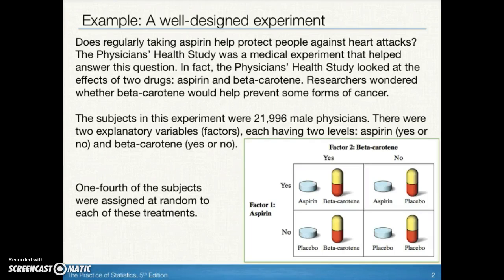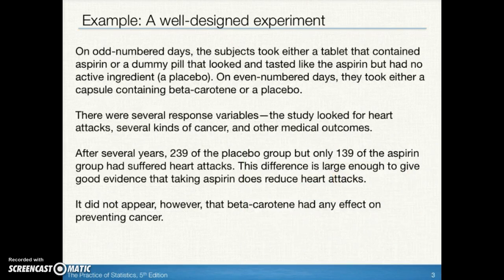Now, the subjects in this experiment were 21,996 male physicians. There were 2 explanatory variables, or factors, each having 2 levels, aspirin, yes or no, and beta-carotene, yes or no. Now, these different levels are laid out in this particular chart. 1/4 of the subjects were assigned at random to each of these treatments. And on odd-numbered days, the subjects took either a tablet that contained aspirin or a dummy pill that looked and tasted like the aspirin but had no active ingredient, a placebo. On even-numbered days, they took either a capsule containing beta-carotene or a placebo.